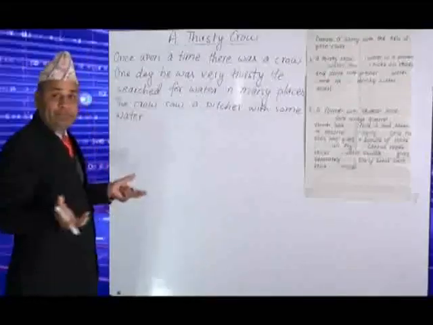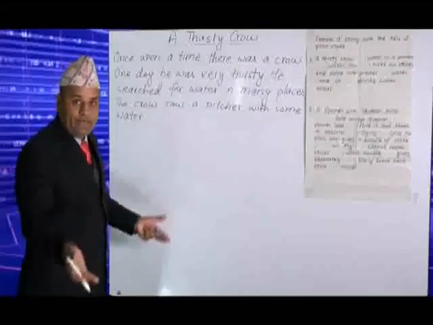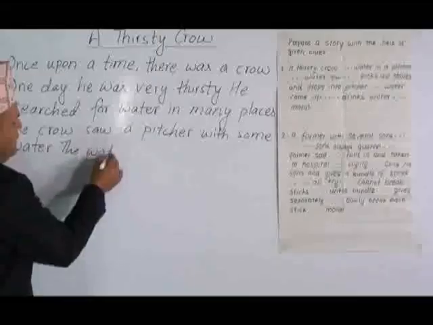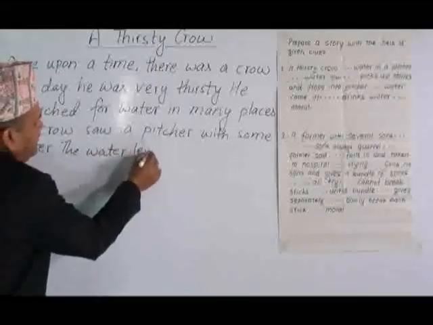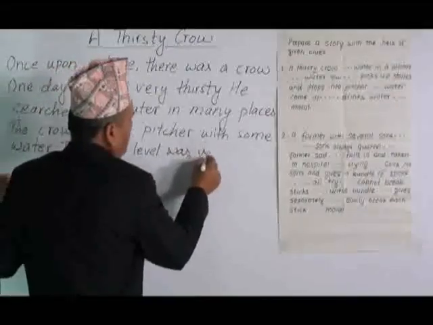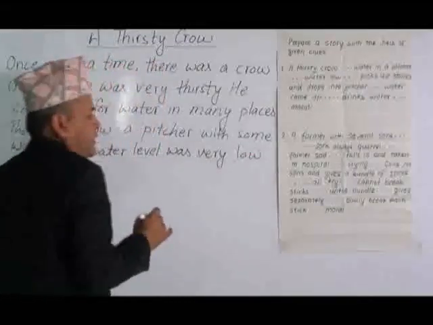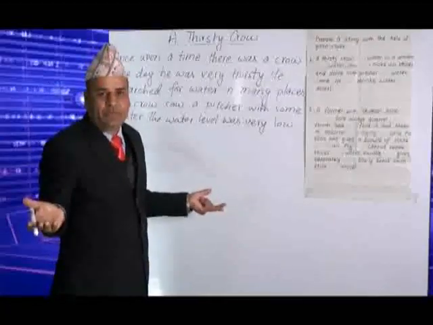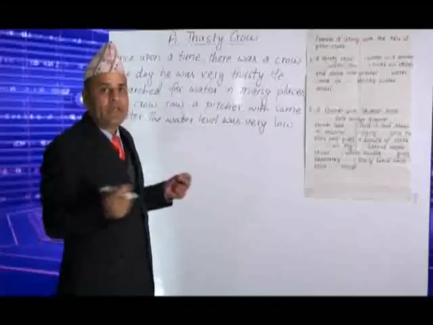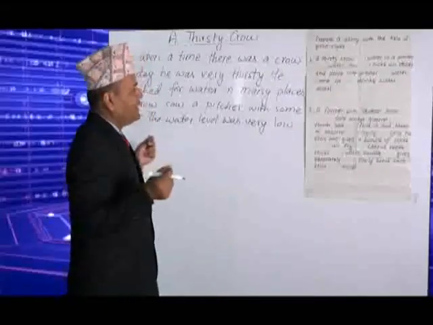And what happened there? Was it possible for the crow to drink water? No. The water was very low. The water level was very low. So there was a problem for the crow. The crow could not drink the water. Then he had an idea. The crow had an idea because the crow was very clever.